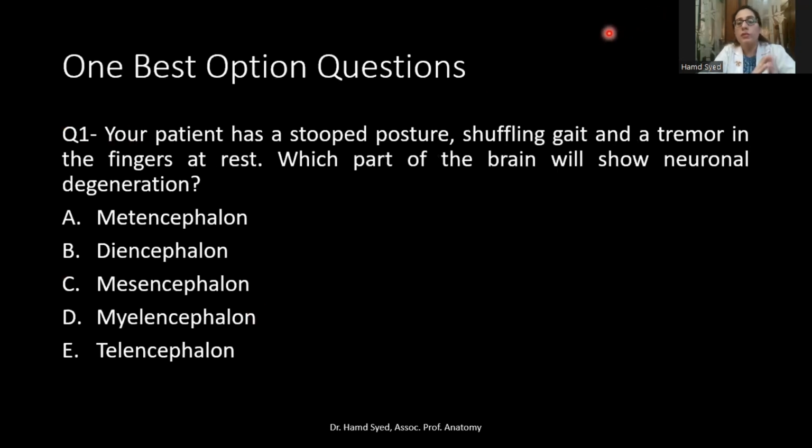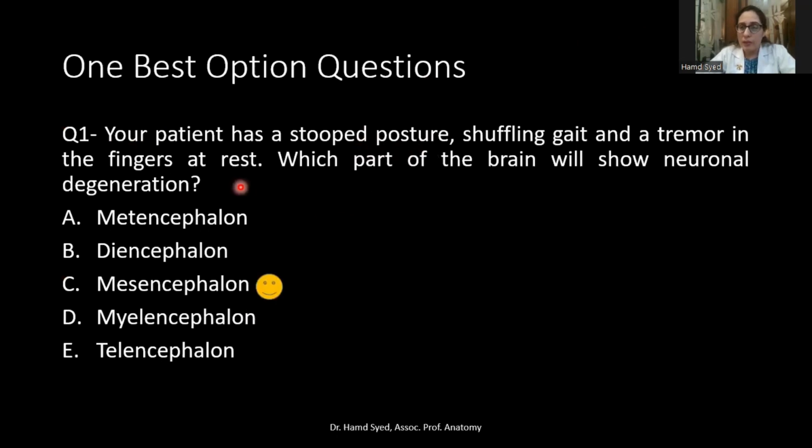Okay, so now that we have discussed the functions of the basal nuclei along with the basic anatomy, let's assess our knowledge by looking at a few clinically relevant scenarios. Now, here is a scenario in which a patient has a stooped posture, shuffling gait, and a tremor in the fingers at rest. Which part of the brain will show neuronal degeneration?